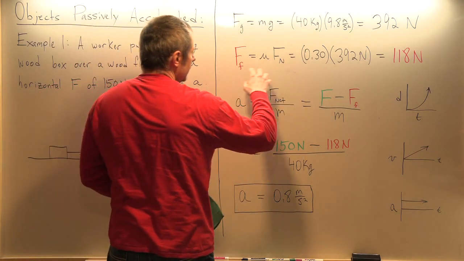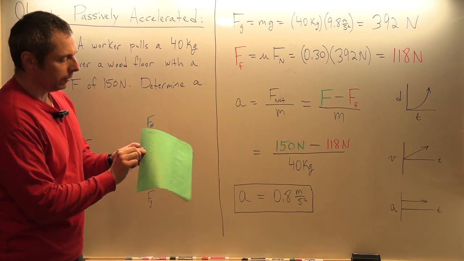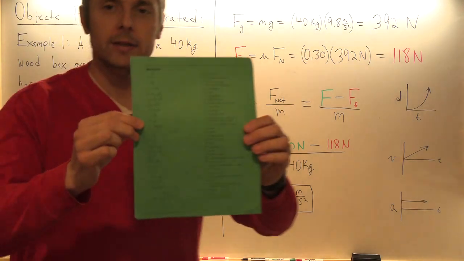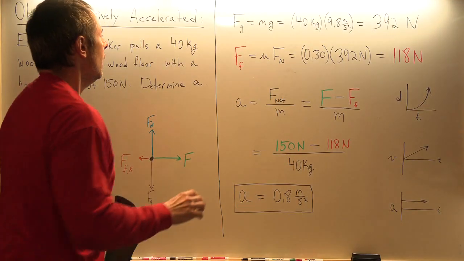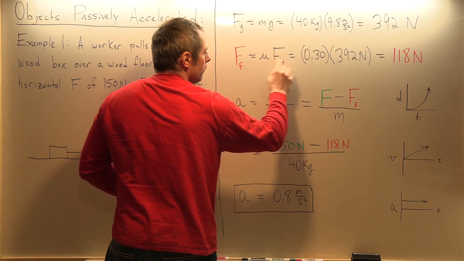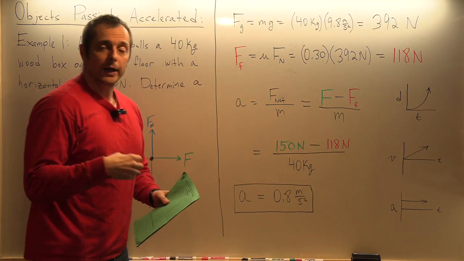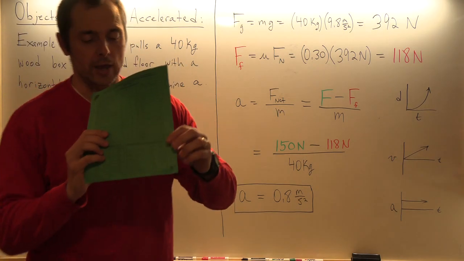So we can now use that in the friction formula, which is right here on the reference table. As you can see, force of friction equals coefficient times normal force. And then where do we get these values? Well, this is the coefficient right here, 0.3. I find that on the front cover of the reference table.